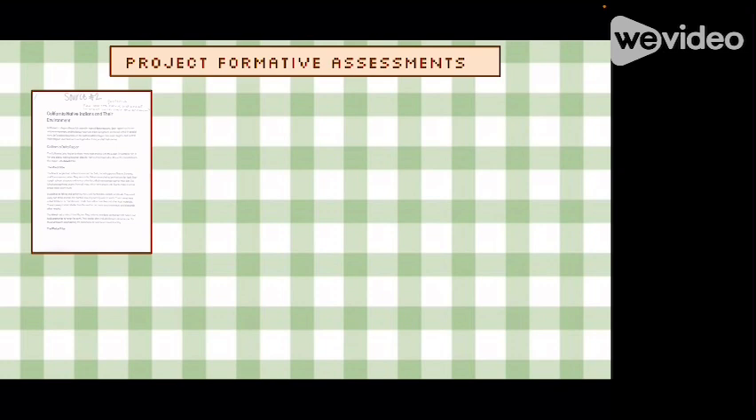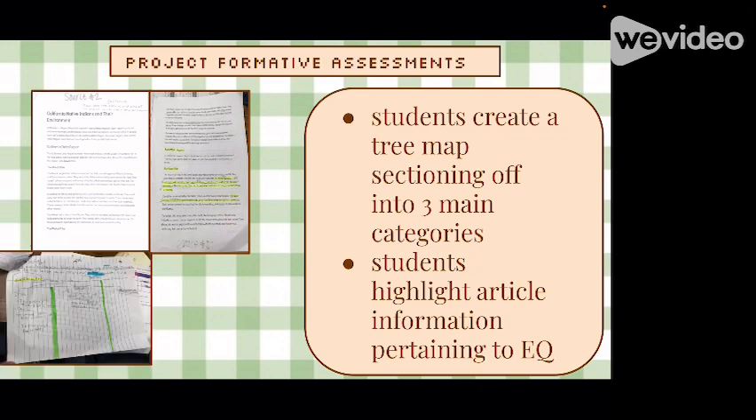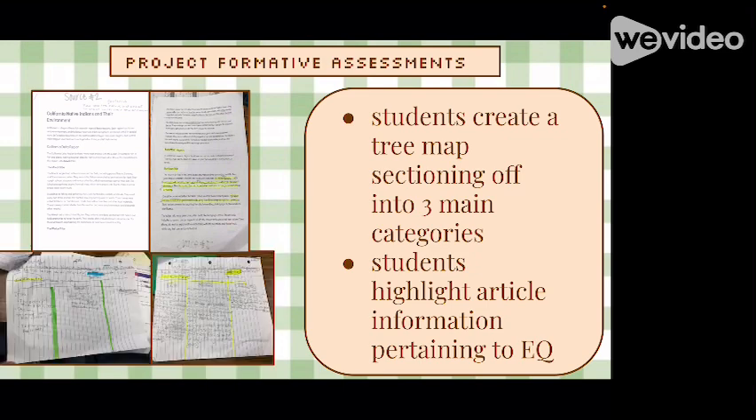So here we have source number 2, and I chose source number 2 because the first source was modeled by Miss Frank and they did it together as a class, but source number 2 they had to do on their own. And here is just an example of a student highlighting what they thought was important in regards to the EQ. And they also have to create a tree map.